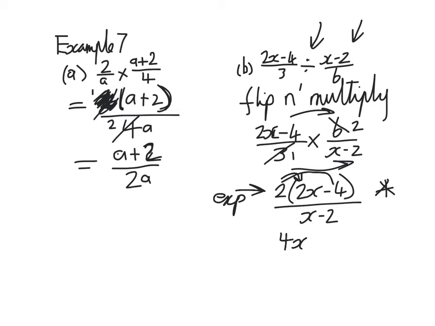and 2 times 4, which becomes 8. So subtract 8 because the minus stays there. And it's all over x minus 2. And there are 2 more steps. I'm going to bring this all over here. I've got a little bit of space.